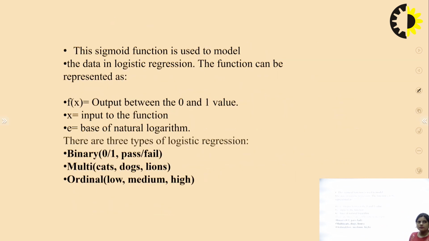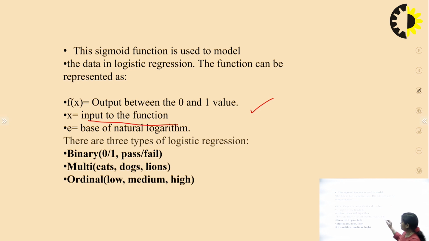The sigmoidal function is used to model the data in logistic regression, and the function can be represented as this: f(x) is equal to an output between 0 and 1. The output between 0 and 1 is termed f(x). The x is the input which we give to the function, and e is the base of the natural logarithm.